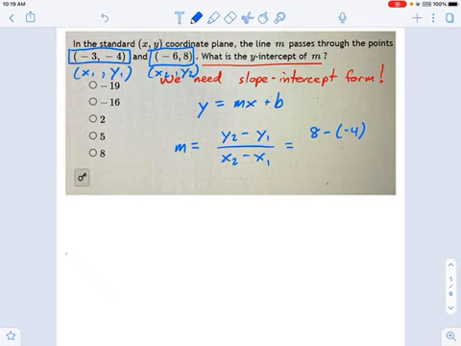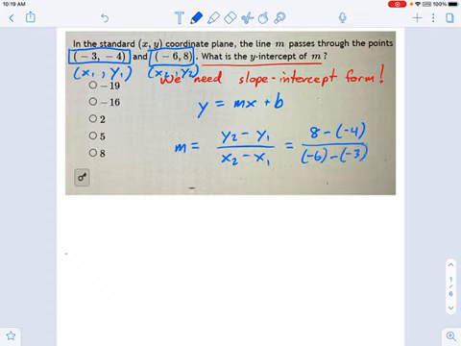And now I'm going to... Hang on a second. I lost my pen. So let's get this guy going again. What I'm going to put on the bottom is x2 minus x1. So, come on, pen. There we go. x2 is negative 6. And it's going to be minus negative 3.